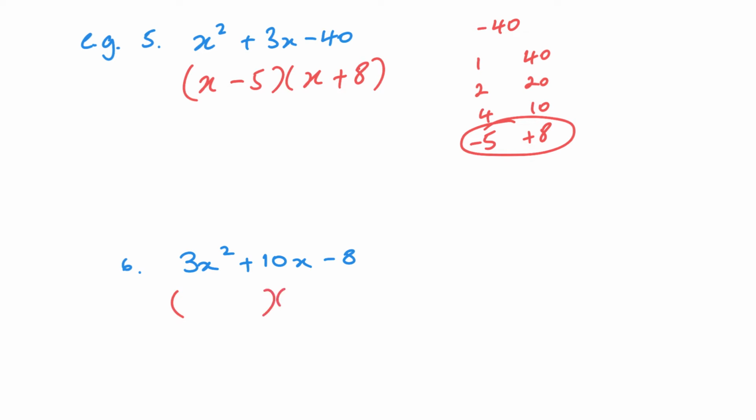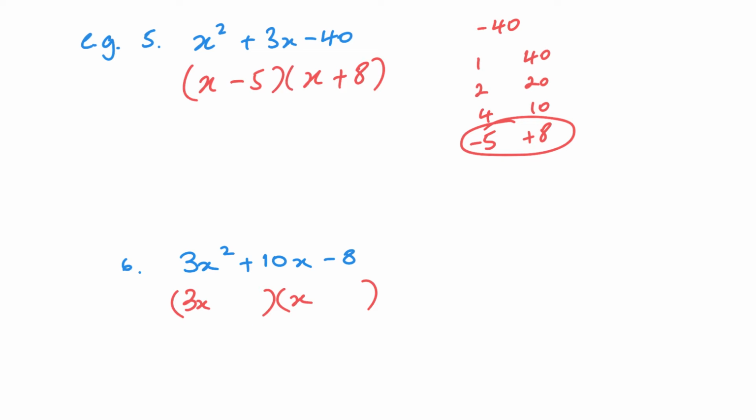Now again, let's approach the second one. We've got a 3x squared here. The only way to make 3 is with 1 times 3. So I know I've got to do 3x times x. Again, I've got a negative sign at the end, so I know it's a positive and a negative, but I'm not going to put them in my brackets yet, as I don't know if it'll be in this bracket or this bracket, since they are different this time.